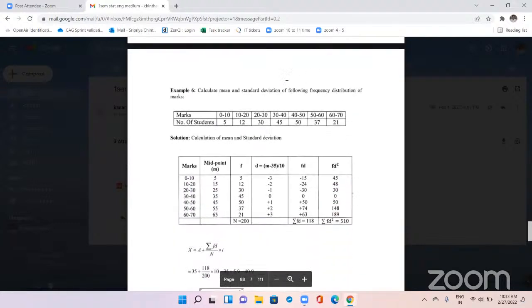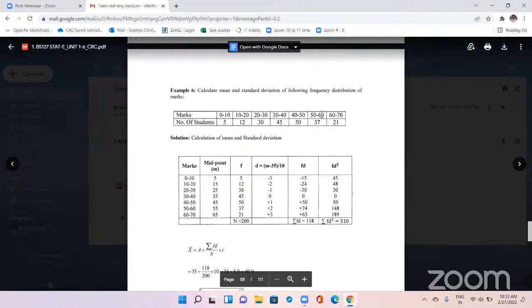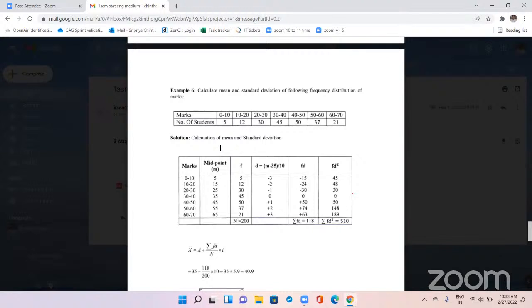This type of problem is most important and comes in the examination or practicals. Calculate mean and standard deviation of the following frequency distribution: 0 to 10, 10 to 20, and so on. Marks are given with mid points, small m. 0 plus 10 by 2 is 5, 10 plus 20 by 2 is 15. So the average of the upper and lower limits is known as the mid value. We already said this. D is equal to m minus 35. I should take 35: 1, 2, 3, 4, 5, 6, 7. Seven is an odd number, so the middle value is 35.